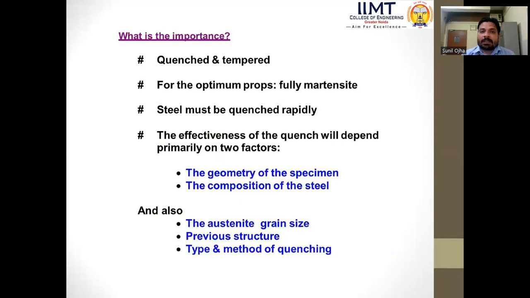So what is important in quenched and tempered steel? The importance is optimum properties. Fully martensitic steel must be quenched rapidly. The effectiveness of the quenching will depend primarily upon two factors: geometry of the specimen and composition of the steel. Also the austenite grain size, previous structure, and types and method of quenching.